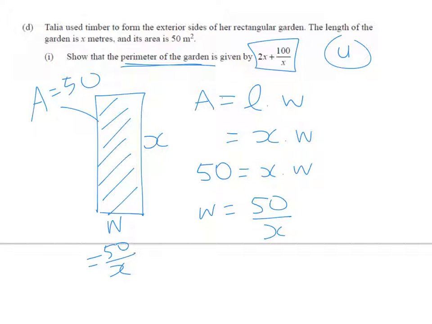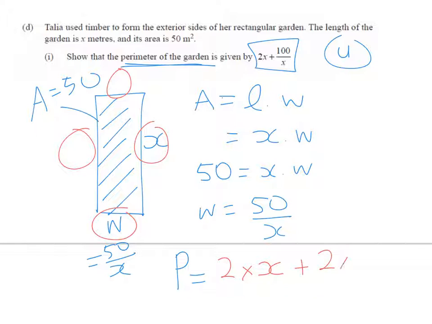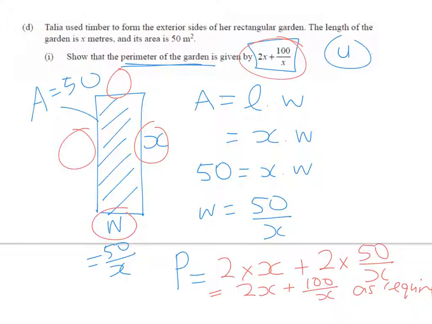So now we can write p, let p be the perimeter of the garden. P is equal to the two long sides plus the two short sides, so it's going to be 2 times x plus 2 times 50 over x, and that equals 2x plus 100 over x, as required. Okay, so that's that part done.